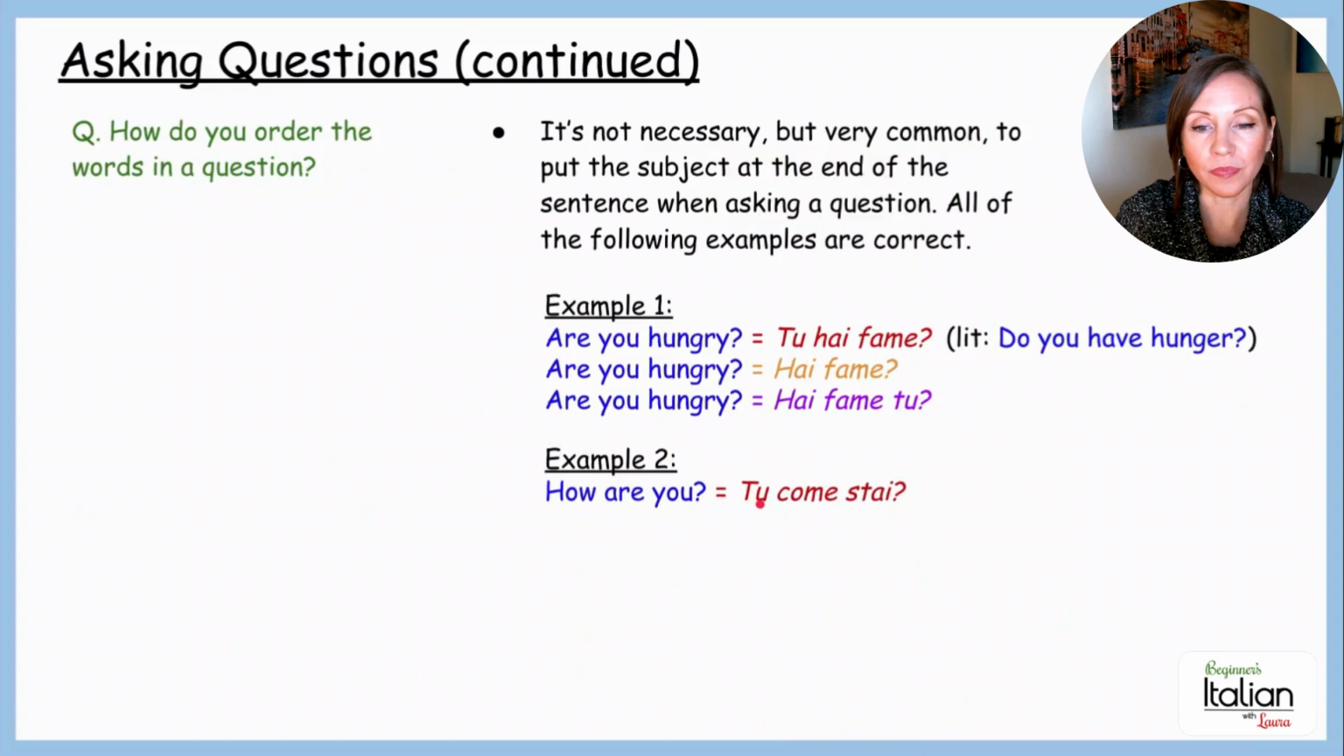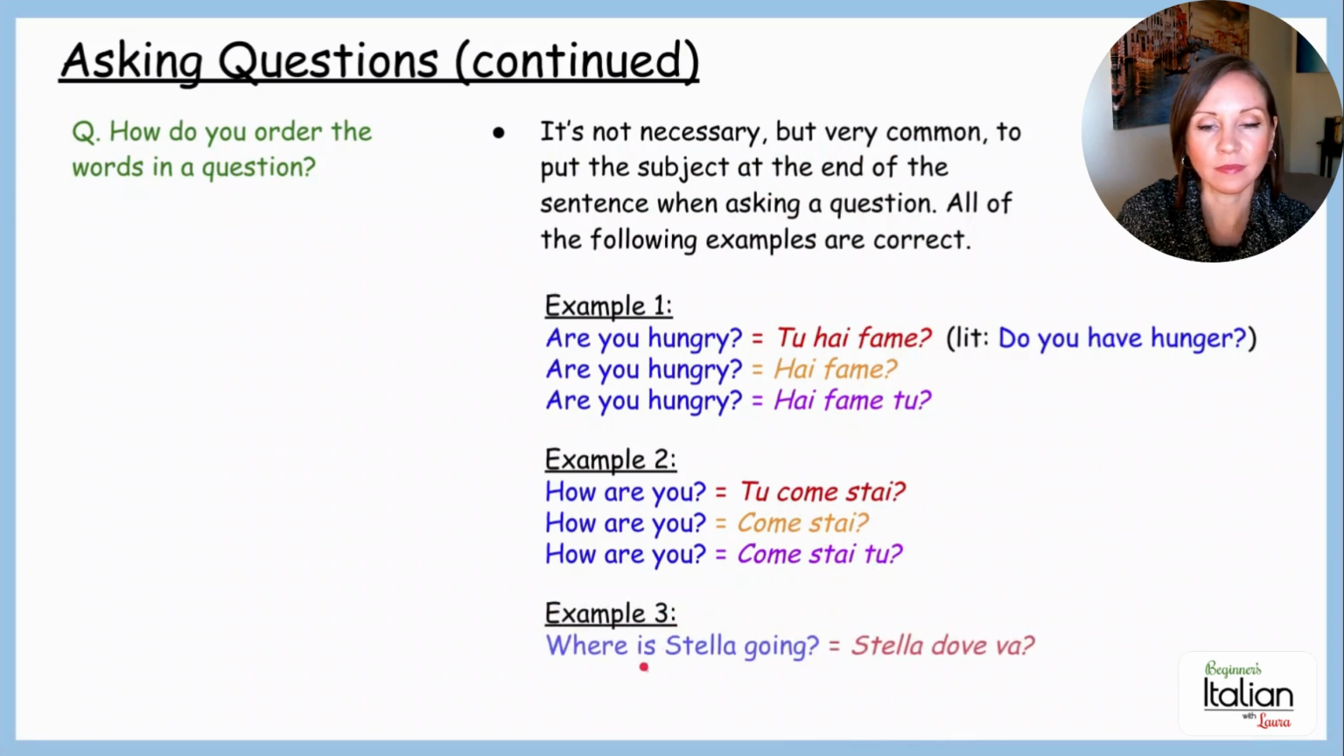How are you? Tu come stai? Come stai? And come stai tu? Again, just the subject. You can leave it at the beginning, you can take it out, or you can put it at the end. Where is Stella going? Stella dove va? If you're asking about Stella, Stella dove va? Where is Stella going? Dove va?